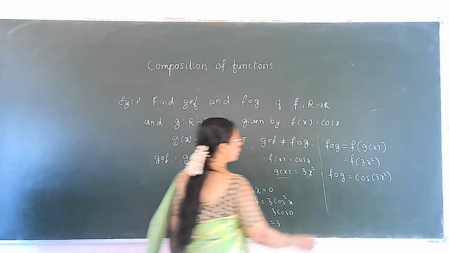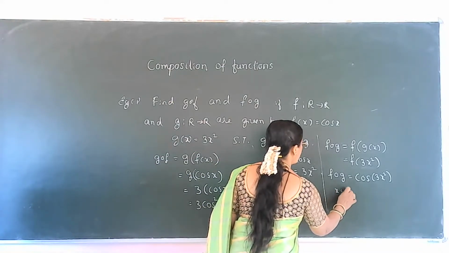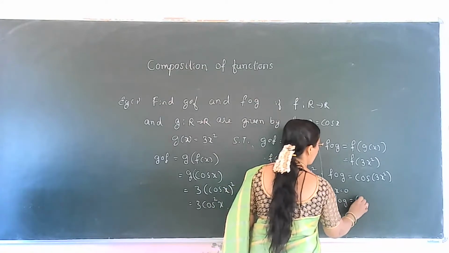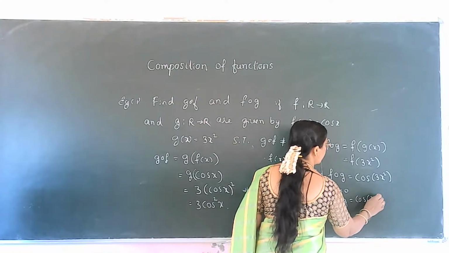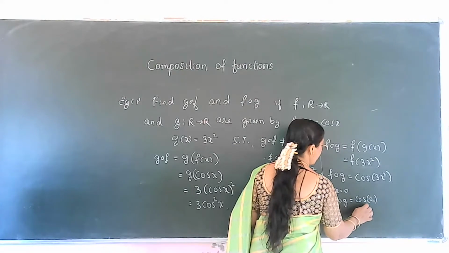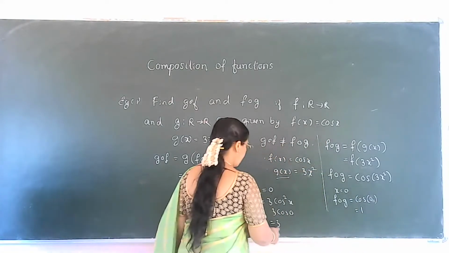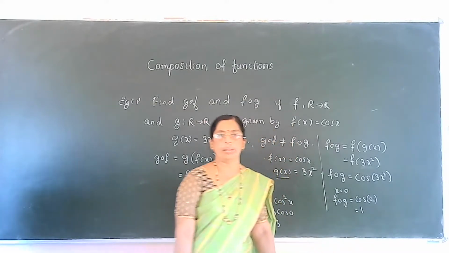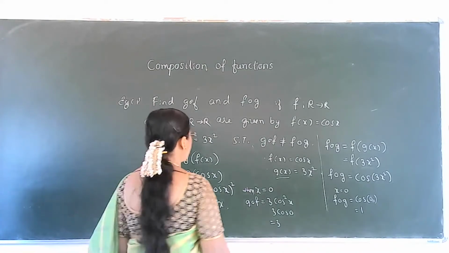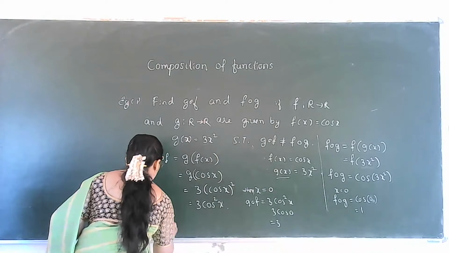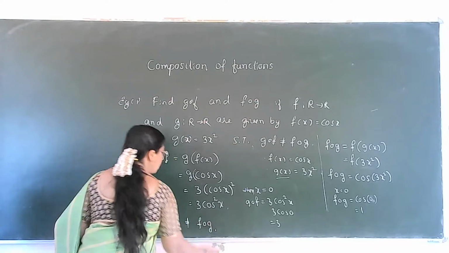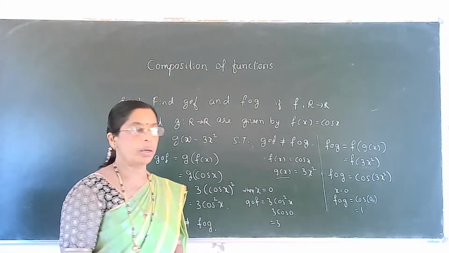f composition of g, when x equal to 0, is equal to cos of 3 into 0. 3 into 0 is 0, so it is equal to cos of 0, which is 1. Here 3 is not equal to 1. Therefore, f of g is not equal to g of f. Therefore, g composition of f is not equal to f composition of g.